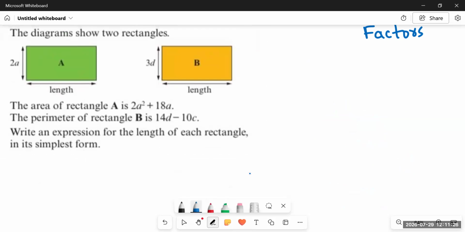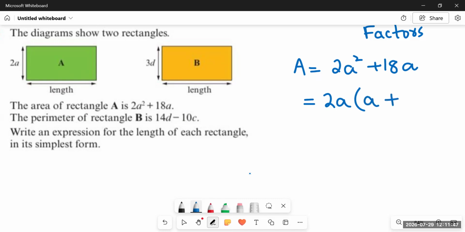And see, since they have already given us 2a, 2a means they have taken 2a common outside. So if we factorize the area, we have 2a square plus 18a. With 2a, what are we left with? Here we are left with 2 ones are 2, a into a is a square, plus 2 nines are 18, a ones are a. So we have a plus 9.